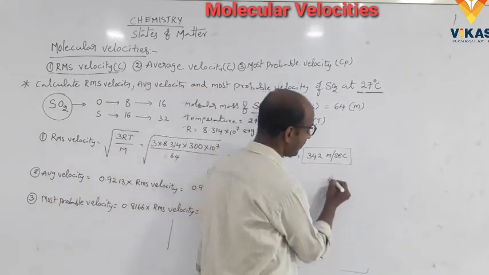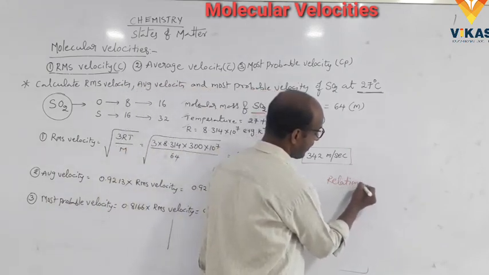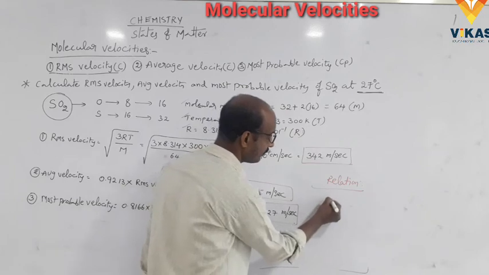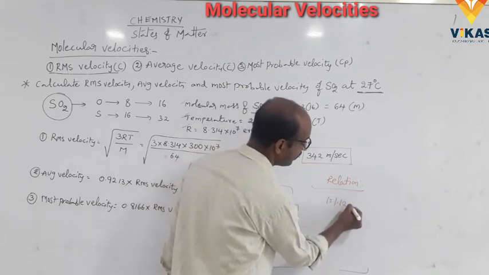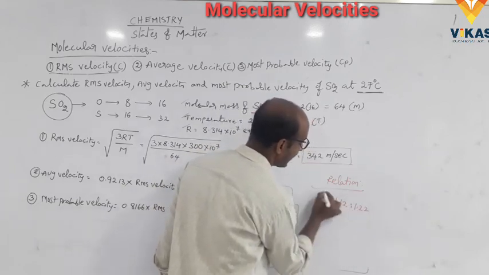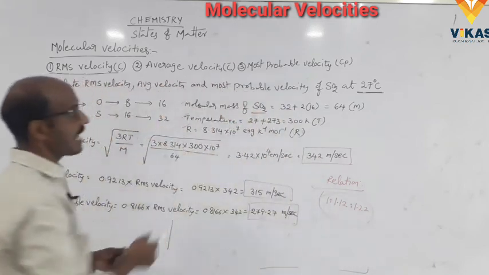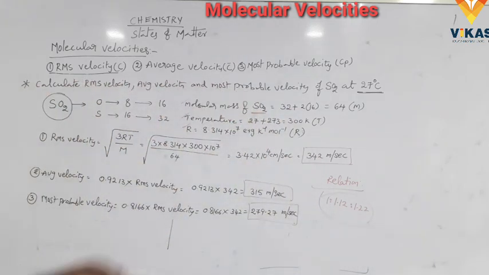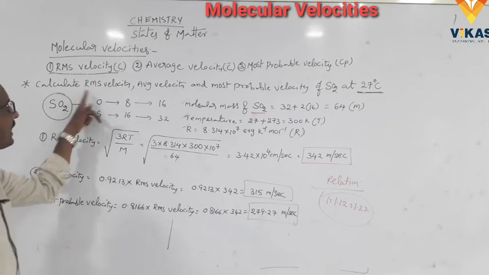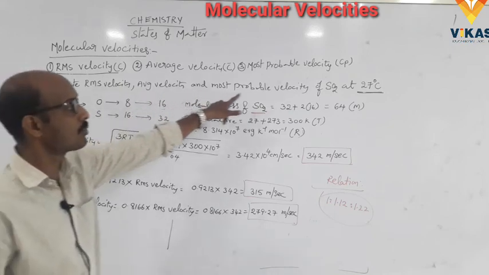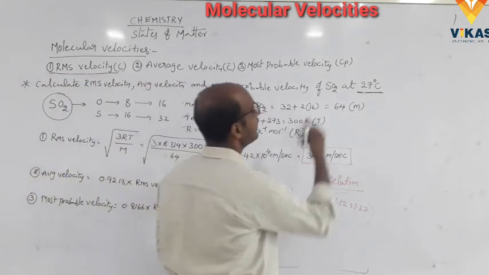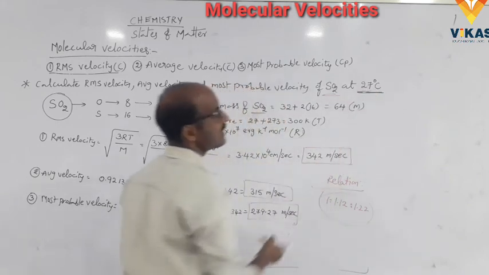What is the relation of the three? 1 is to 1.12 is to 1.22. This is the relation of the RMS, average and most probable velocity. So we did a problem on all of them: calculate RMS velocity, average and most probable velocities of sulfur dioxide at 27 degrees centigrade.